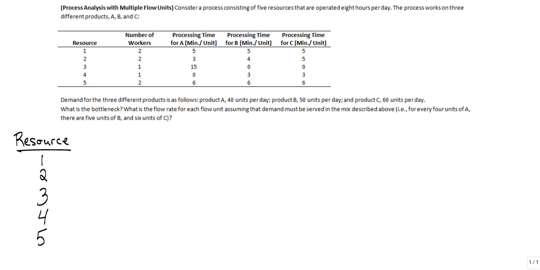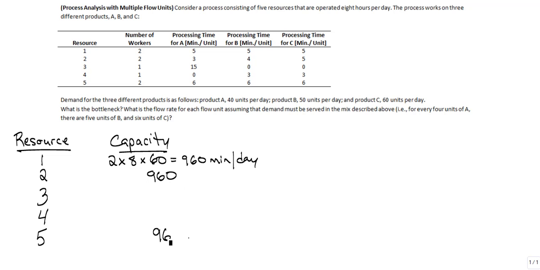Let's create a chart to look at the capacities and demand at each resource. At resource 1, there are 2 workers. They can each work 8 hours a day and 60 minutes an hour. That gives a capacity of 960 minutes per day. Since at resources 2 and 5 there are also 2 workers, we know at those resources the capacity is also 960. At resources 3 and 4, there's just 1 worker. So therefore, we have 1 worker times 8 hours a day times 60 minutes, or 480 minutes per day.